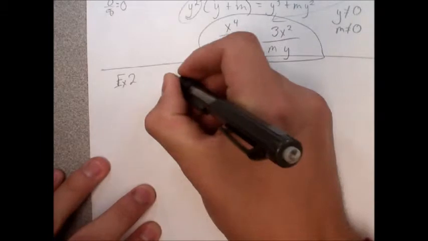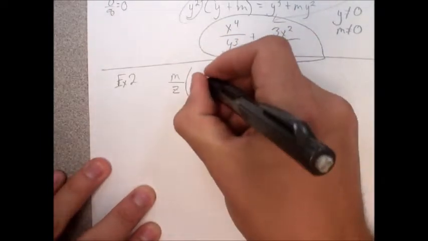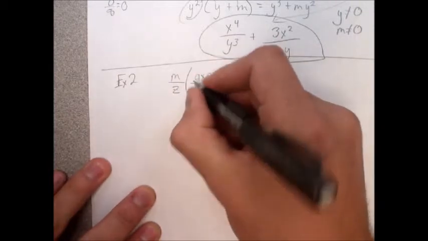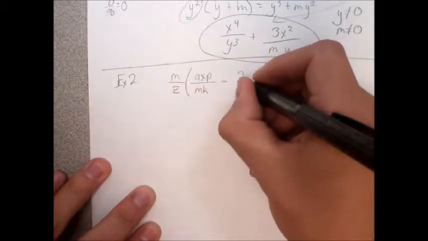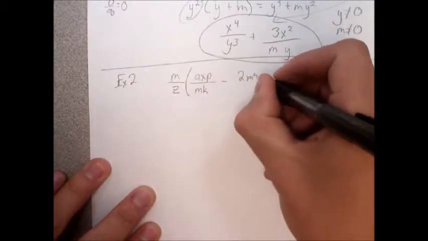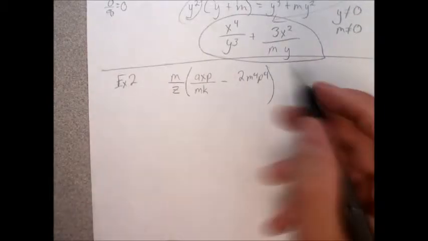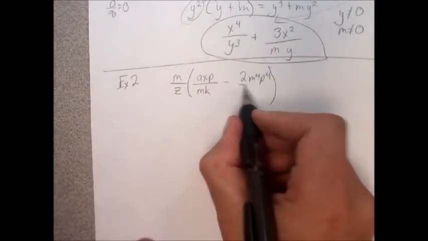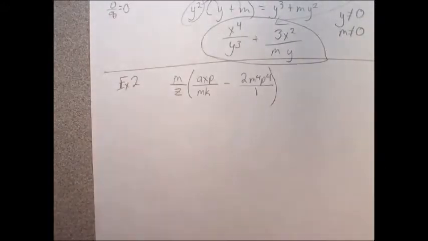It gives us m over z being multiplied by axp over mk. We subtract that from 2m to the fourth p to the fourth. Because I'm multiplying fractions, just for good measure, I'm going to remind myself that I'm multiplying a fraction by putting this whole thing over 1, so that when I distribute my z, I have something to distribute it to.